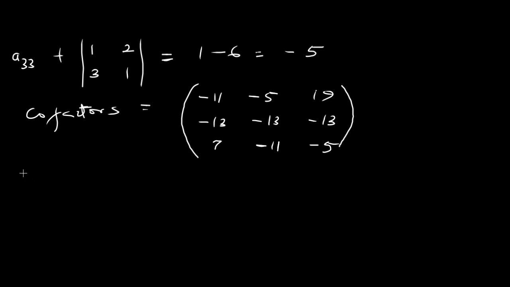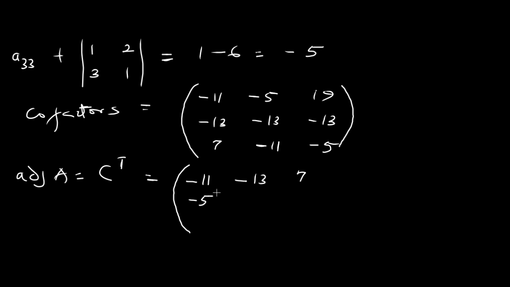All right. So the adjoint of A will now be the transpose of these cofactors. So what does transpose mean? Transpose means interchanging the rows and the columns. So our first column here, we are going to make it first row. So we have minus 11, minus 13, 7. Then our second column here, we make it second row: minus 5, minus 13, minus 11. Then our third column here, we make it third row. We have 19, minus 13, and minus 5. So we have found the adjoint of that matrix.